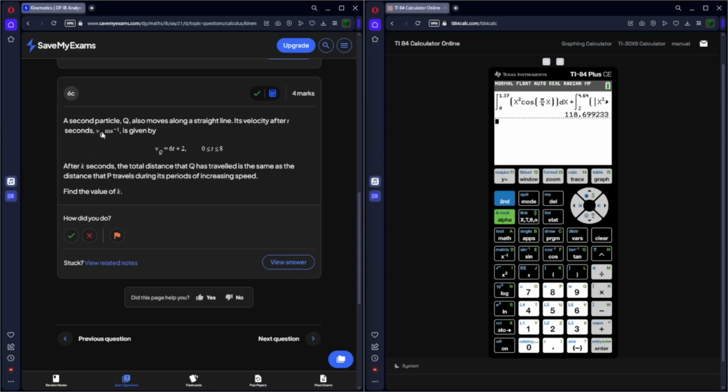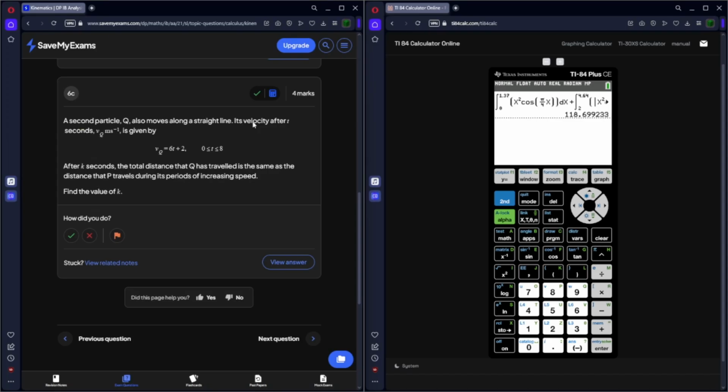Its velocity after whatever seconds is given by that equation, and it has that window. Okay, so this is more like what I like to call these SAT questions. What I mean by that is SAT loves to spam a bunch of variables, throwing unknowns into your question. And that's what IB kind of likes to do too. So here they've put in a K: after K seconds, the total distance that Q has traveled is the same as the distance that P travels during its periods of increasing speed.